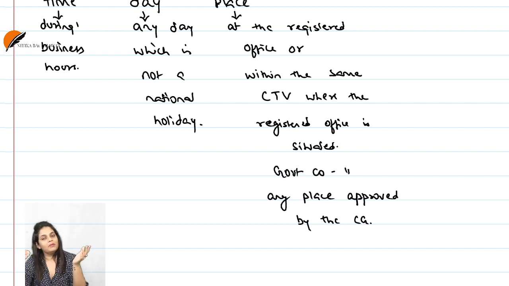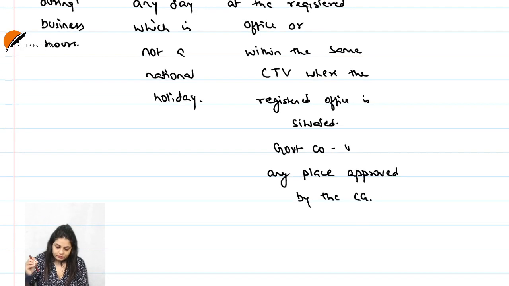So ma'am, that means it can be outside the city? Yes, absolutely. If the central government approves that place, it can be held there also. So it can be any place approved by the central government. I hope it's clear. So in case of a government company, it is at the registered office or within the same city, town or village where the registered office is situated, or any place approved by the central government. Clear to all of you?